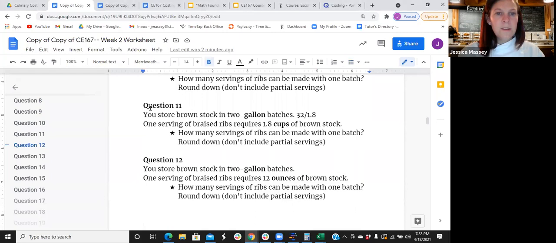Let's try this one, number 11. So you store brown stock in 2-gallon batches. 1 serving of braised rib requires 1.8 cups of brown stock. How many servings of ribs can be made with 1 batch? Cups. We have 2 gallons. Yeah, that's exactly right. You would want to figure out how many cups you have in your 2 gallons. Divide by 1.8. So how many cups are in 1 gallon?